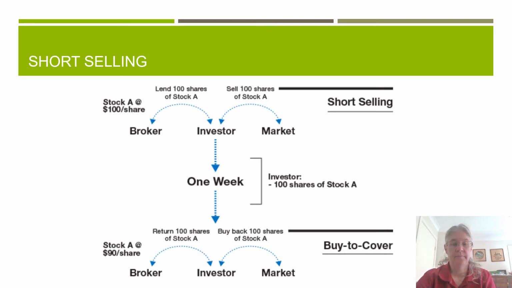They then go to the market and buy back 100 shares of stock A, and then they return these to the broker. Now they only cost $90, so they've got that $10 gap. They'd also have to give back to the broker the interest charges. So this is called buy to cover.